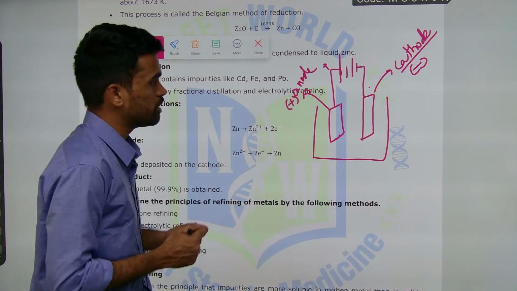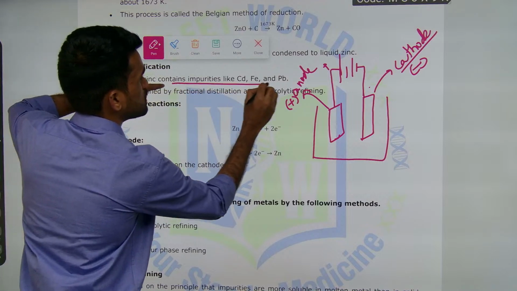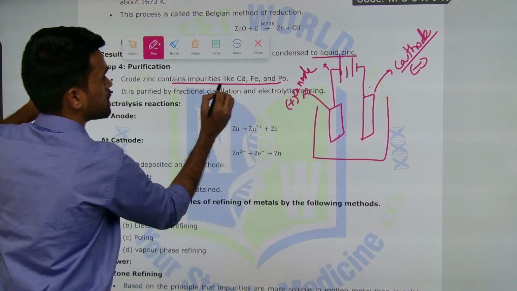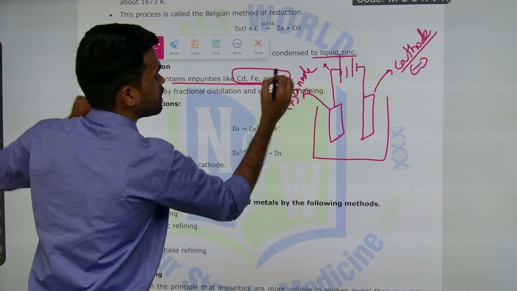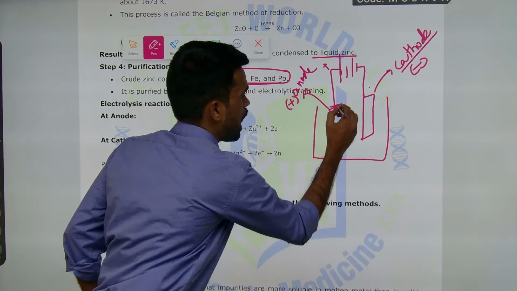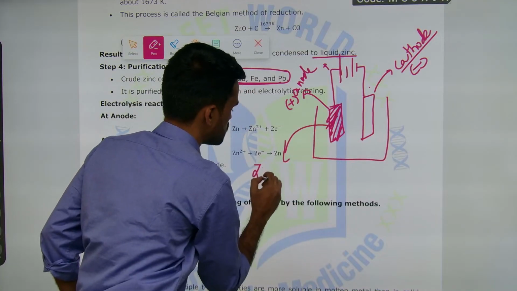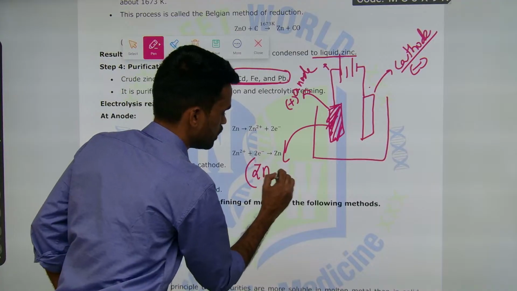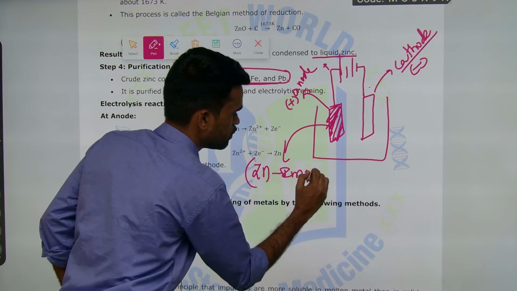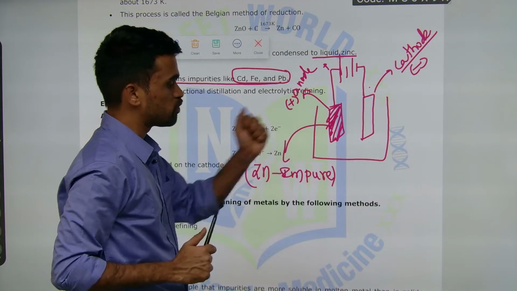Now what I am doing is, see, there are some impurities along with our zinc. So whatever the impure zinc is, you take it as the anode. So what is this anode now? Along with your zinc there are some impurities, so I am writing zinc in impure form. I am taking impure metal, impure zinc, here.